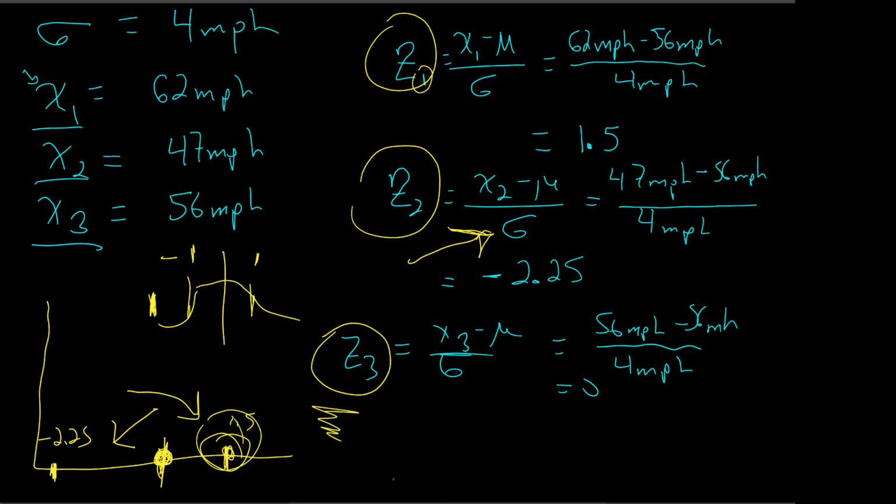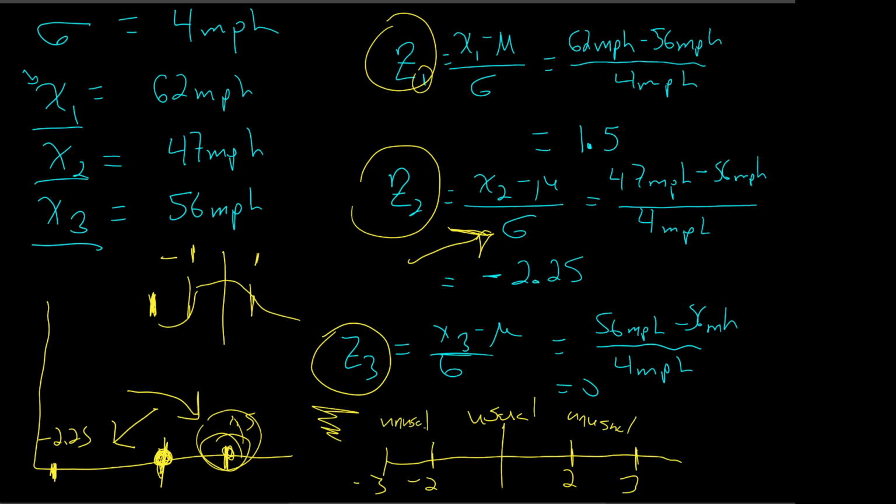And we can say, a little rule of thumb here, is anything within 2 standard deviations is usual data. Anything between 2 and 3 standard deviations is unusual. And anything greater than 3 is very unusual or rare.